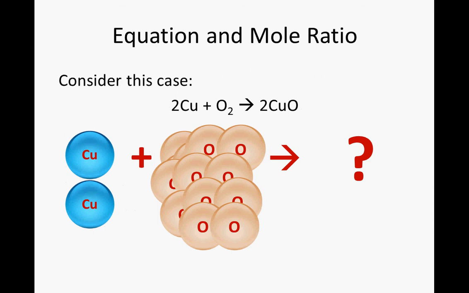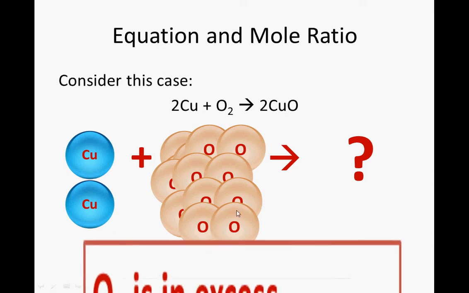Okay, so let's move on. Before we talk about the last example, consider this case. We still have the same equation. We know that 2 to 1 to 2 is the ratio if all of the elements are reacted. However, if in this case there are 2 copper atoms and a lot of oxygen, how can you deduce how many products are formed? Should the products be determined by the number of copper atoms or by the number of oxygen?